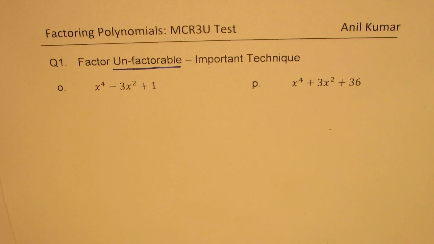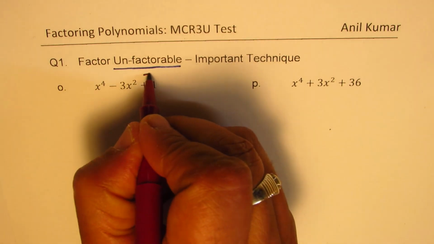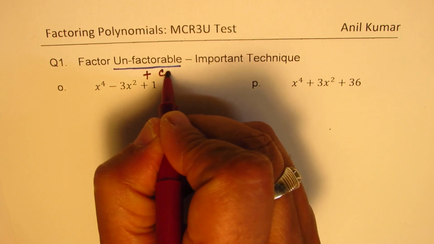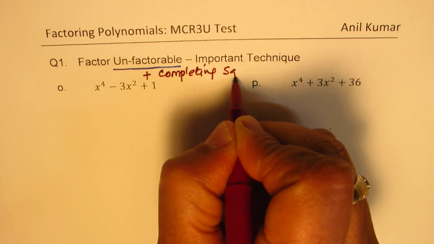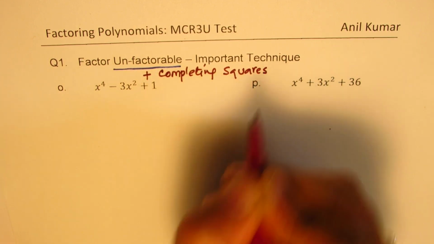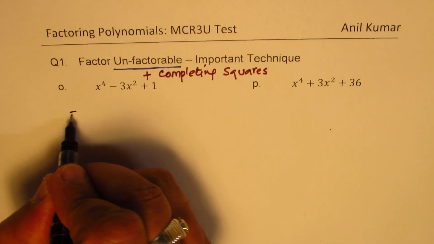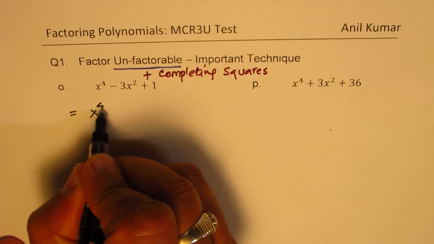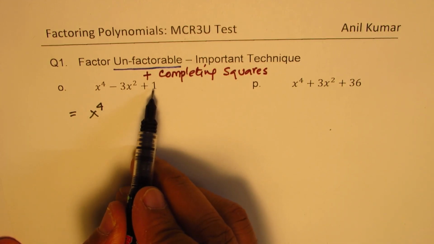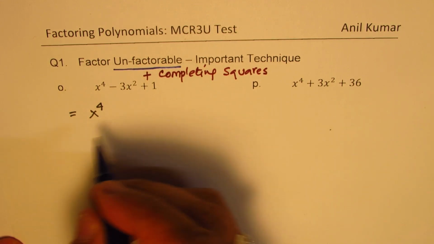However, we have a technique which helps us to factor. It's kind of an extension of completing squares. So that is what we are going to do now. So what we do here is we look for a perfect square. So we could write this as x to the power of 4. Now the constant term is 1 here. So what is a perfect square kind of a thing?